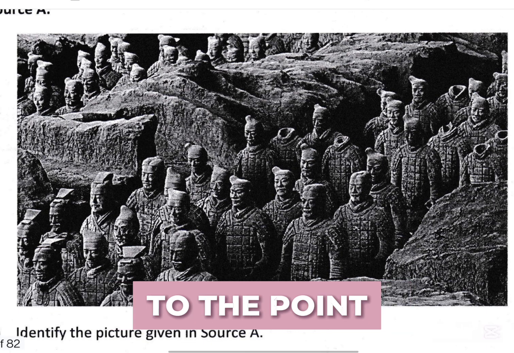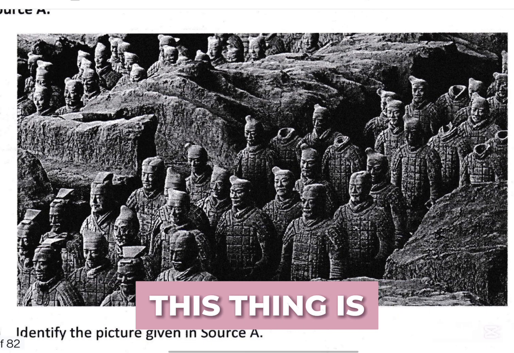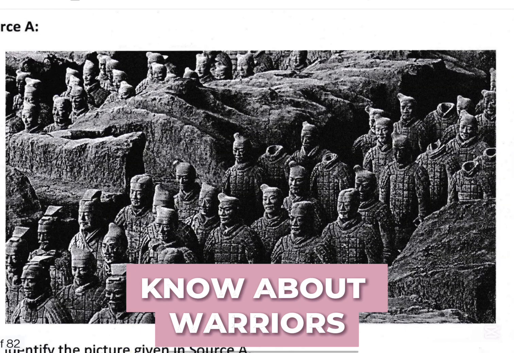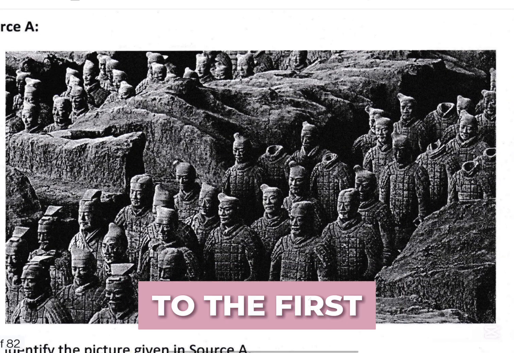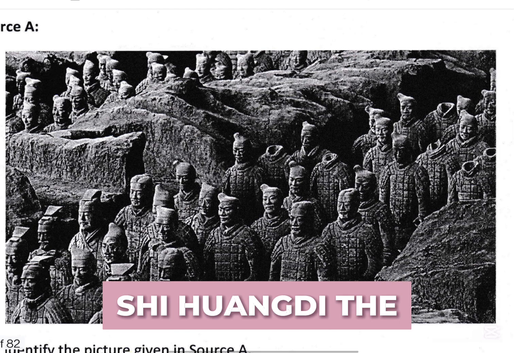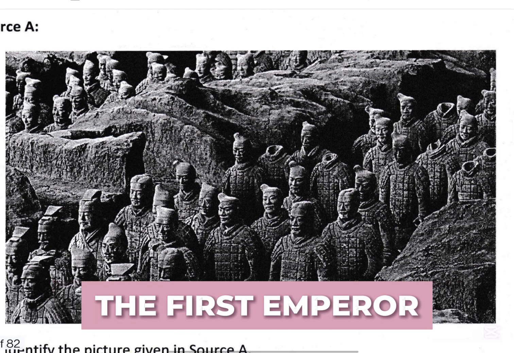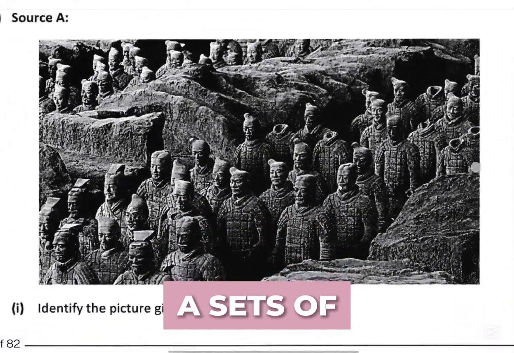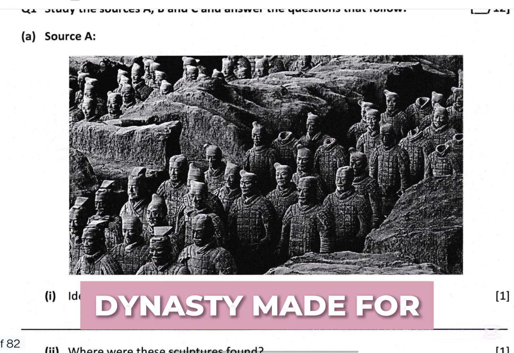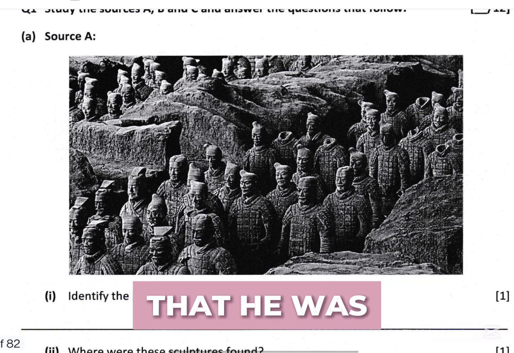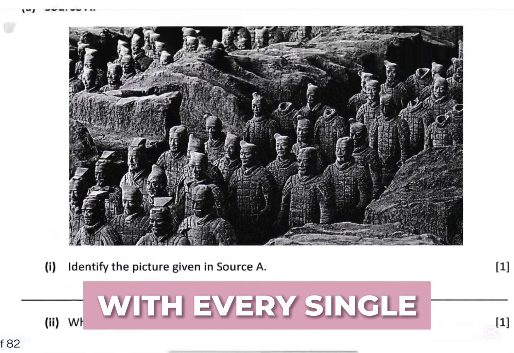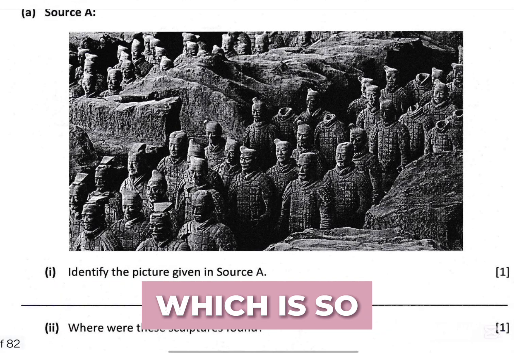Okay, so coming back to the point, this is the terracotta army. This thing is depicting warriors. So yeah, you know about warriors. Now you are going to refer to the first emperor. Who could make this? The first emperor, and it is Shi Huangdi, the Qin dynasty emperor. So what terracotta actually is, is a set of warriors that the emperor Shi Huangdi of the Qin dynasty made for himself for the afterlife. He was scared, and he made sculptures with terracotta clay, with every single one of the warriors having different shapes and facial features, which is so fascinating.